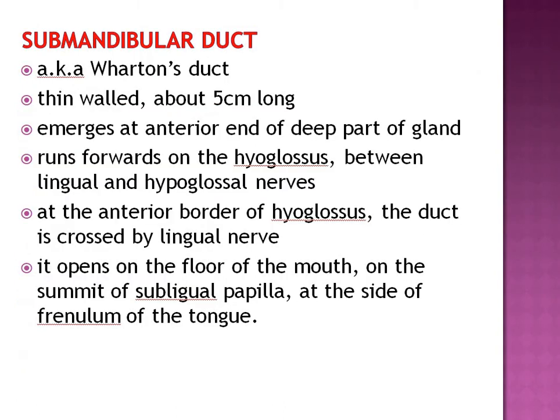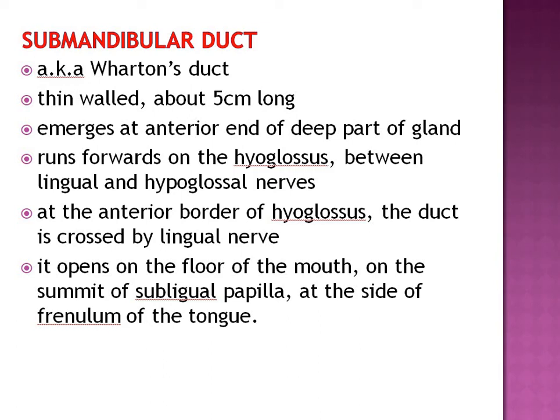The submandibular duct, also known as Wharton's duct, is a thin tube about 5 cm long. It emerges at the anterior end of the deep part of the gland and runs forward on the hypoglossus between the lingual and the hypoglossal nerve. At the anterior border of the hypoglossus, the duct is crossed by the lingual nerve. It opens on the floor of the mouth, on the summit of the sublingual papilla, at the side of the frenulum of the tongue.